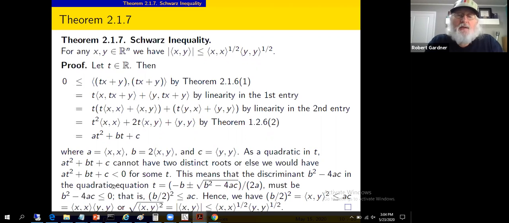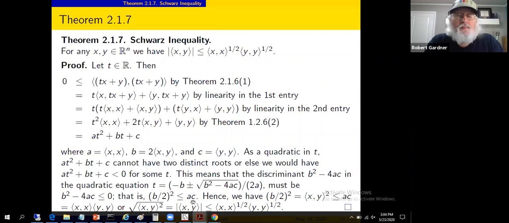I told you it was exotic. So what we need is b squared minus 4ac to be less than or equal to 0 for this inequality to hold. Okay, let's rearrange that. We'll take the 4ac to the other side. How about we divide both sides by 4. Rewrite the left-hand side as b over 2 squared. We need b over 2 squared less than or equal to ac.